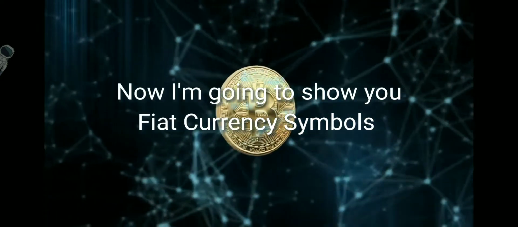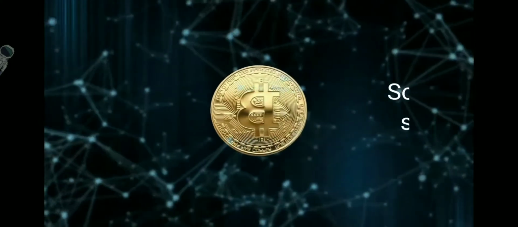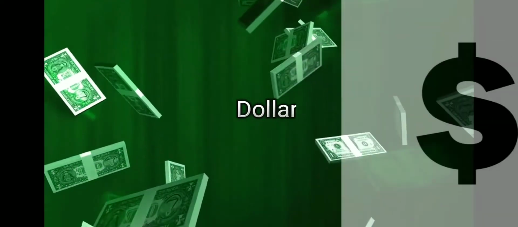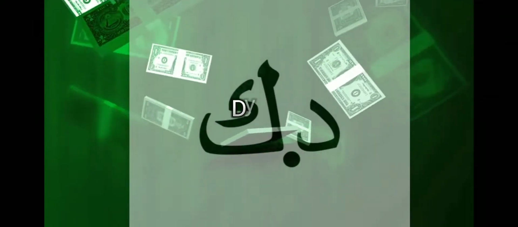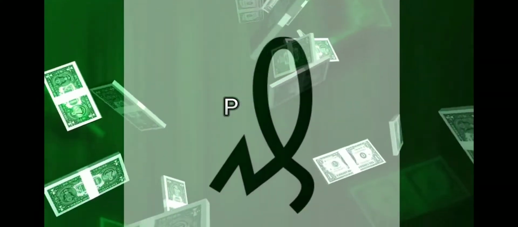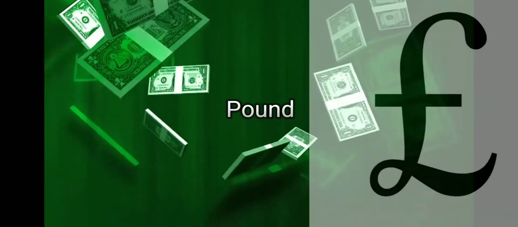Now I'm going to show you all the fiat currency symbols. Some of the major currency names of the world are dollar, yen, dinar, lira, hryvnia, won, drachma, sadi, penny, euro, franc, dirham, ruble, manat, dong, peso, guarani, pound, rupee, rial, lari, tenge, baht, tugrik, and shekel.